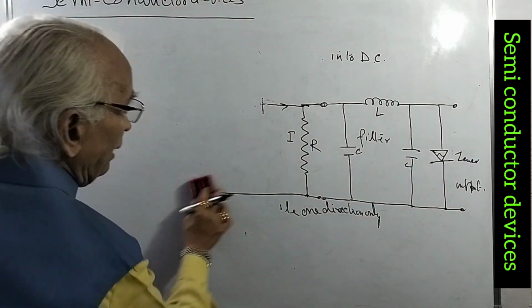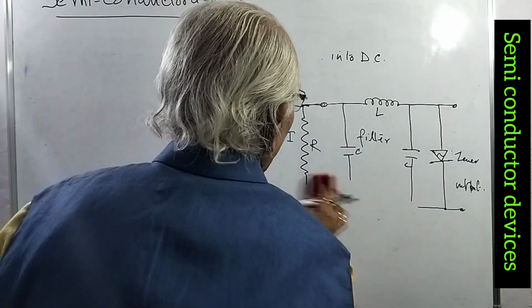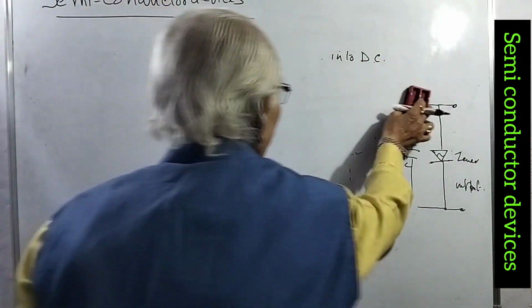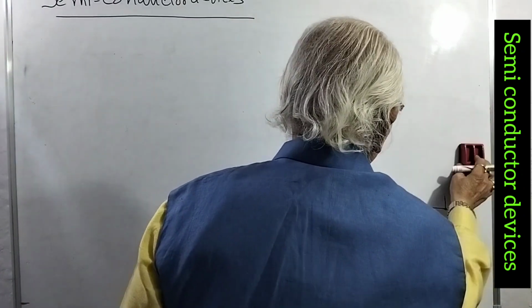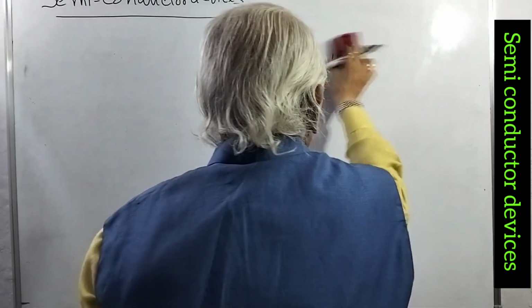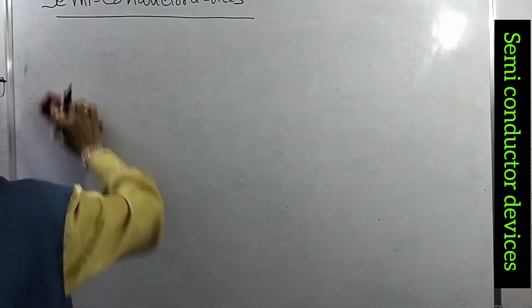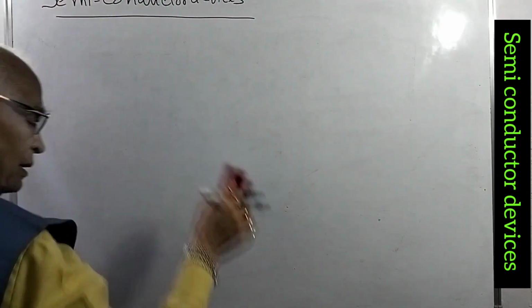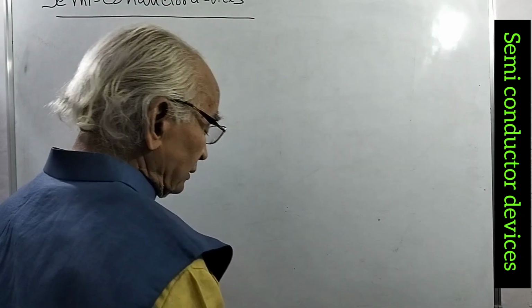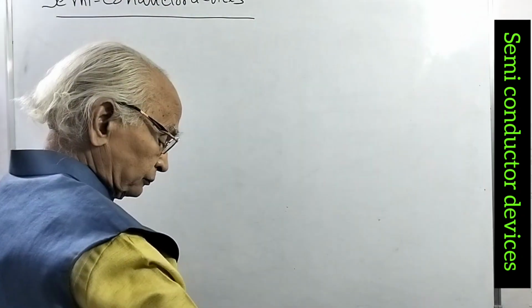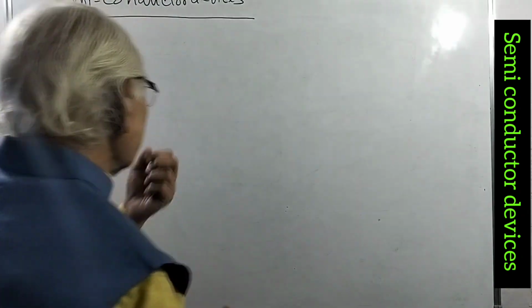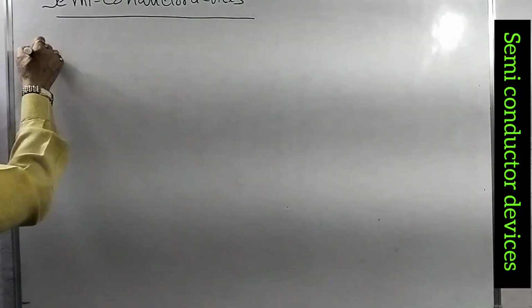So we should use either two rectifiers, or we use bridge rectifiers, four diodes making a bridge. That is also a power supply rectifier. So what is the full wave rectifier?